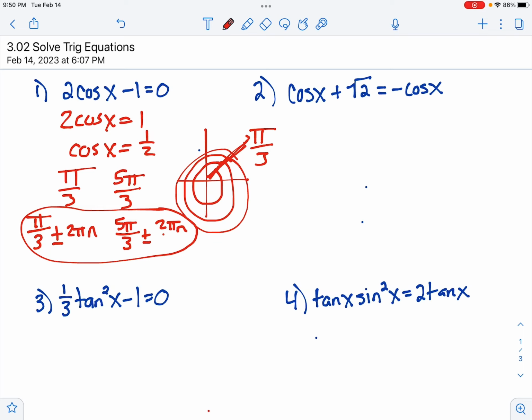Let's look at the second one. Now the second one has multiple cosines in it. So I'm going to get the cosines on one side. So I'm going to add cosine of x, which leaves me with 2 cosine of x. Now I'm going to solve it, so I'm going to subtract radical 2. And then divide by 2.